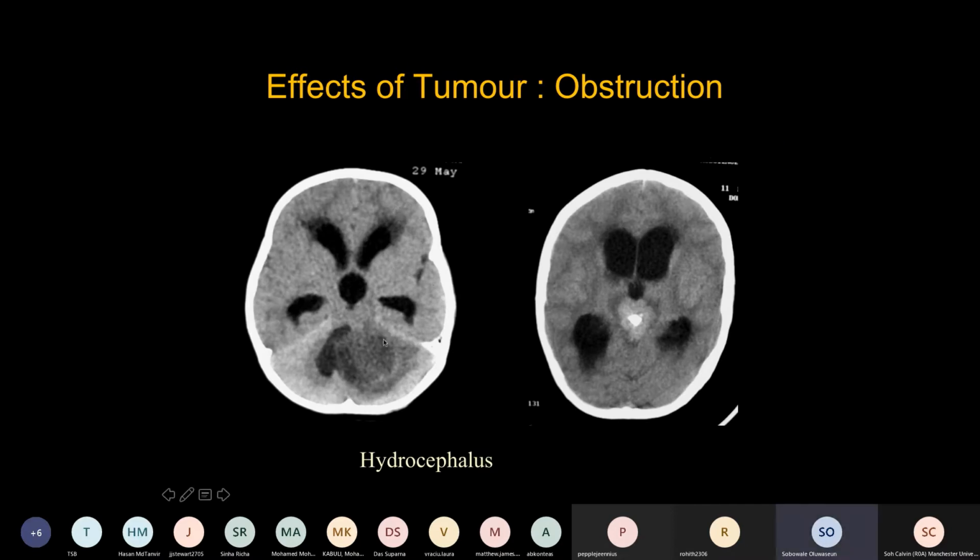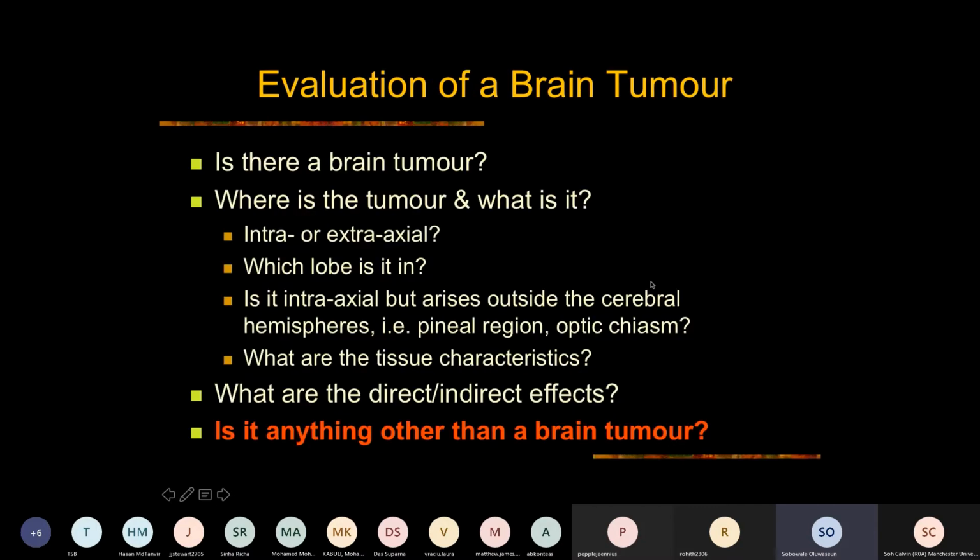Now, if it's compressing on the CSF pathway, it can end up with hydrocephalus. In this case, it's compressing the fourth ventricle, so you get triventricular hydrocephalus. And this pineal region lesion compressing the back of the third ventricle, you also get triventricular hydrocephalus.